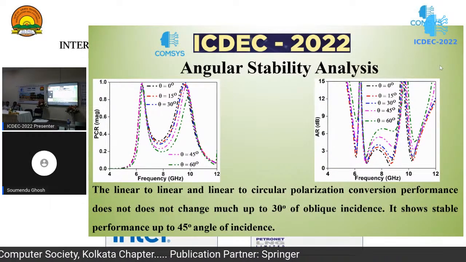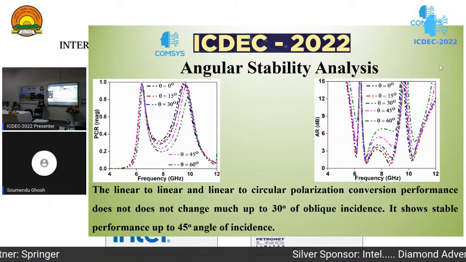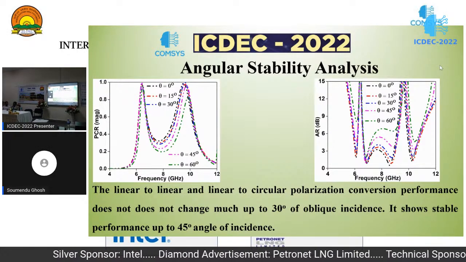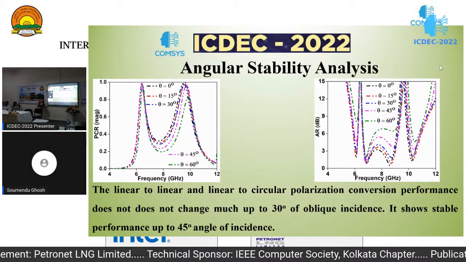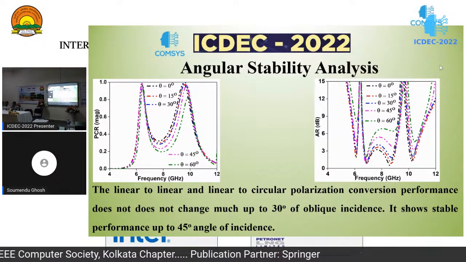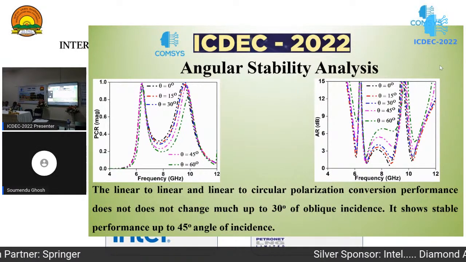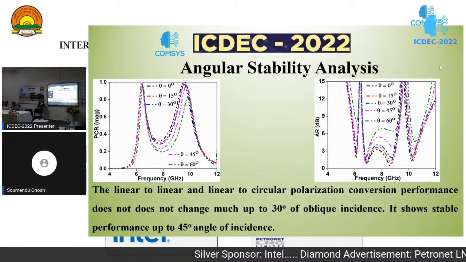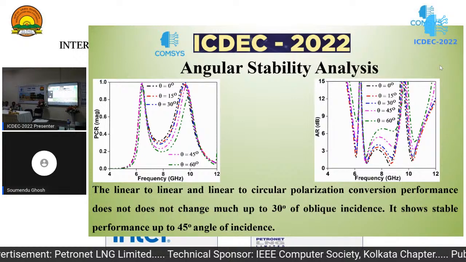And another interesting thing is angular stability. Angular stability is very much required for many practical applications where the incidence angle changes. In our metasurface, the metasurface shows almost stable response up to 45 degrees of angle of incidence, and it doesn't change its response up to 30 degrees of incidence angle. The PCR response at 60 degrees also doesn't change much in the lower frequency band, and in linear to circular polarization the axial ratio doesn't change much in the lower frequency, but at higher frequency some degradation occurs.